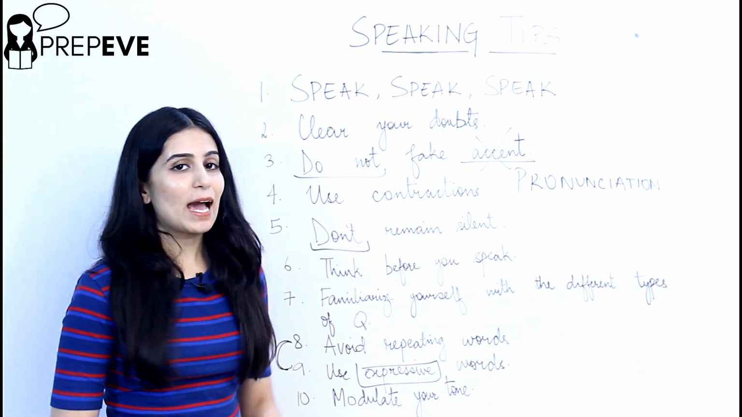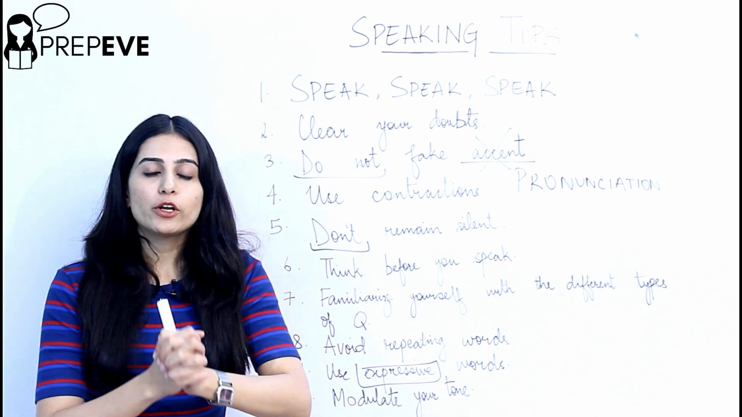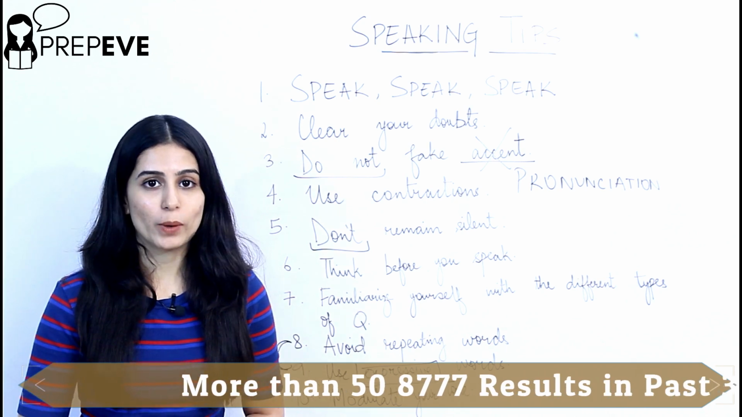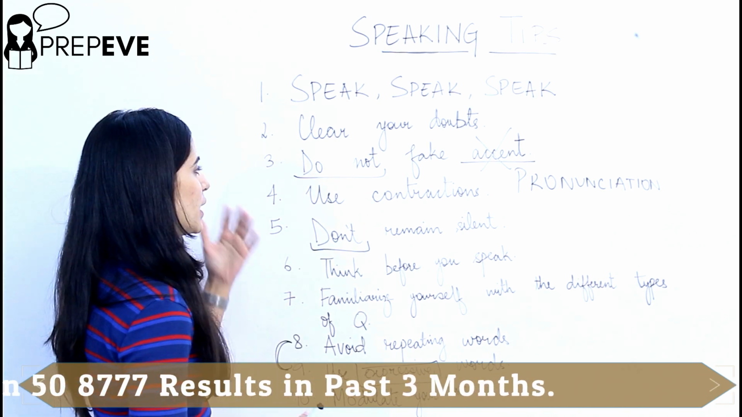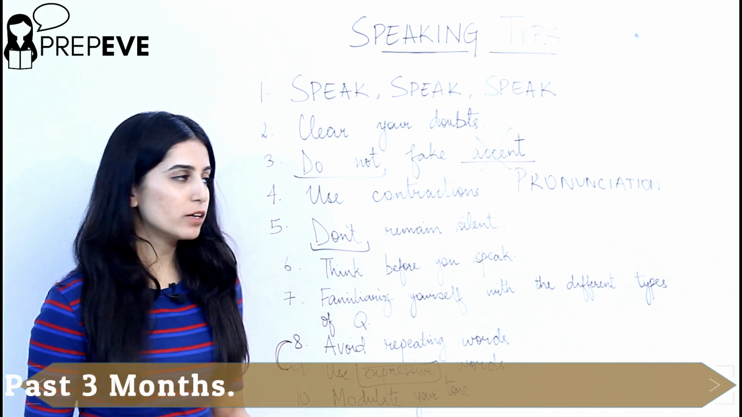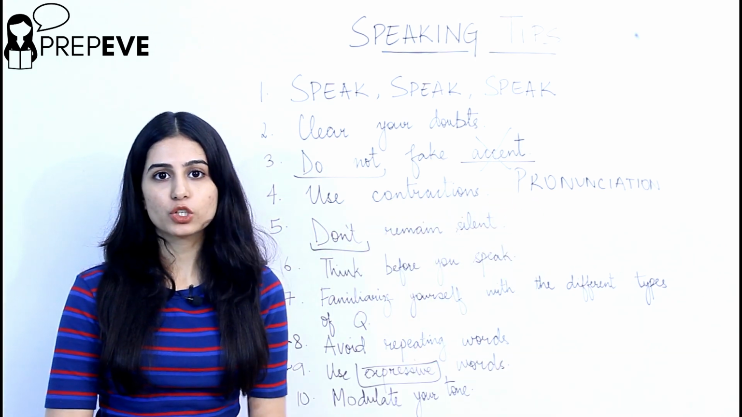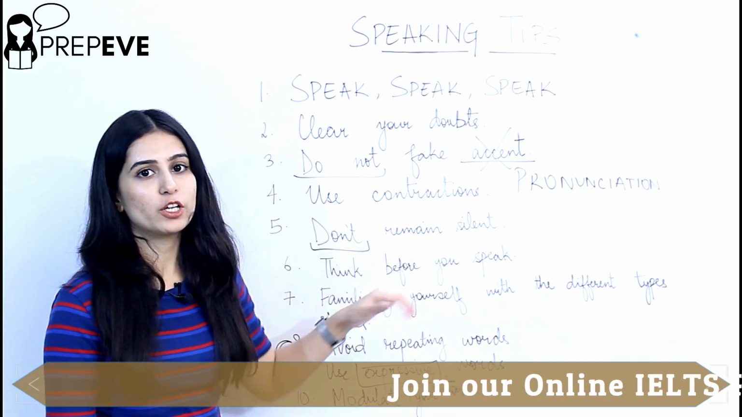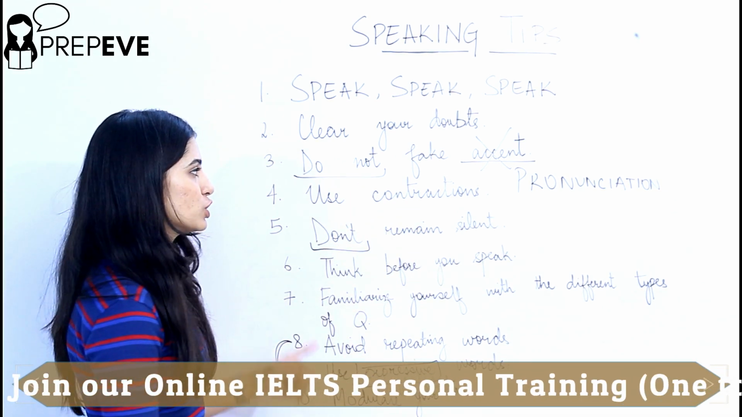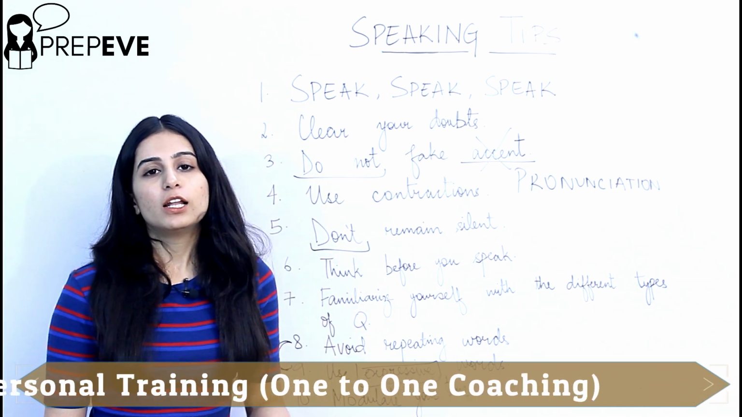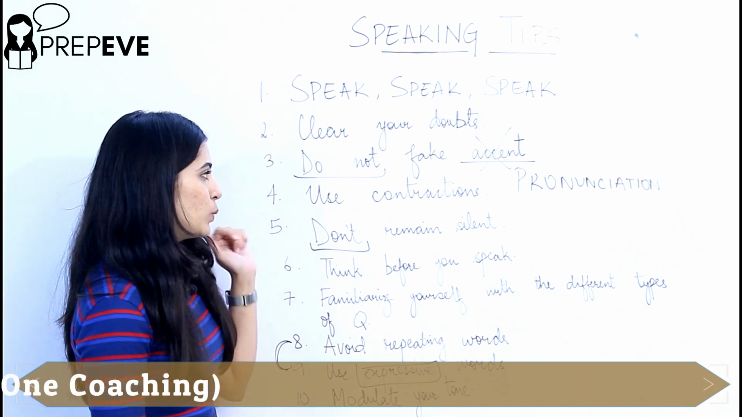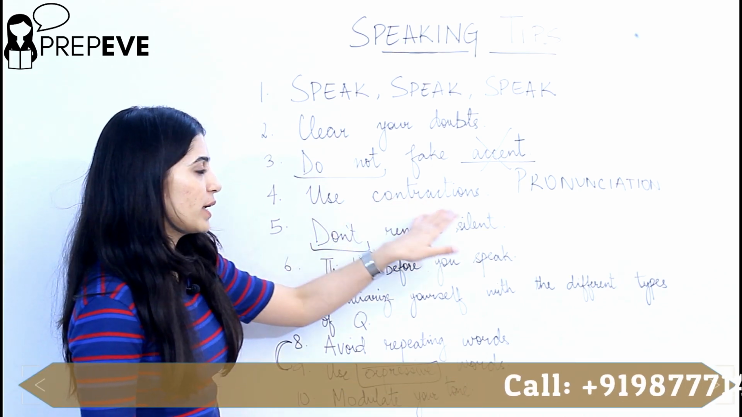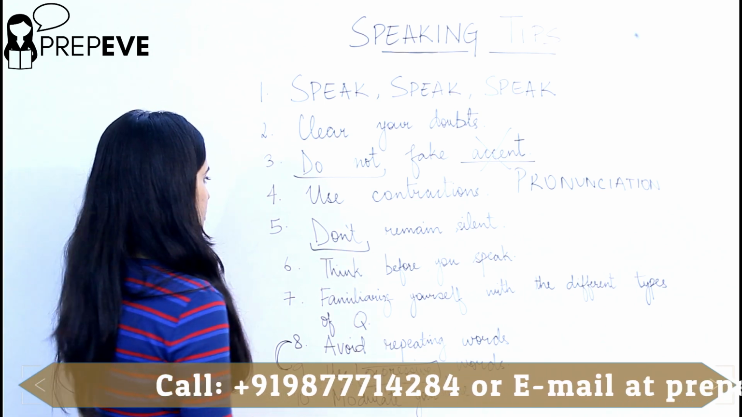Do not fake accents. Yes, there is no point in faking an accent, because you cannot fake something in a stressful situation and you'll end up making a fool out of yourself. So it's better that you focus on the pronunciation of words instead of the accent. Use contractions. In your speaking you have to use contractions, whereas in your writing you do not, and we have attached a PDF file in the description box below wherein you will get a list of contractions.